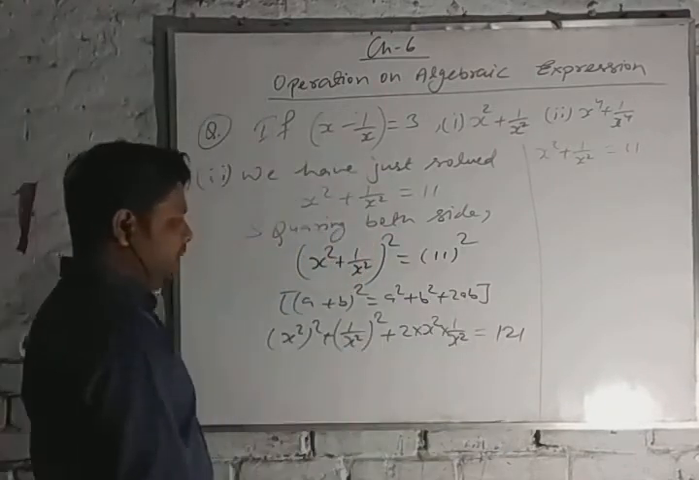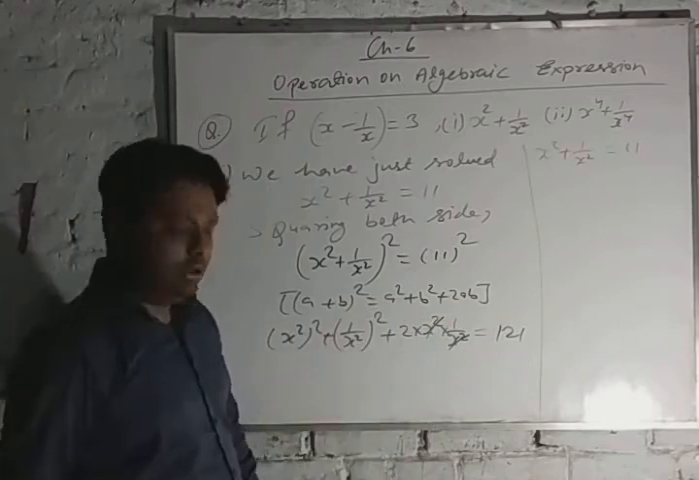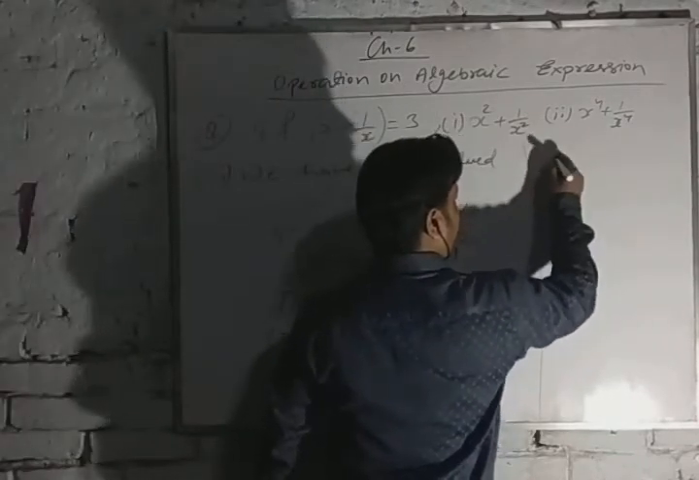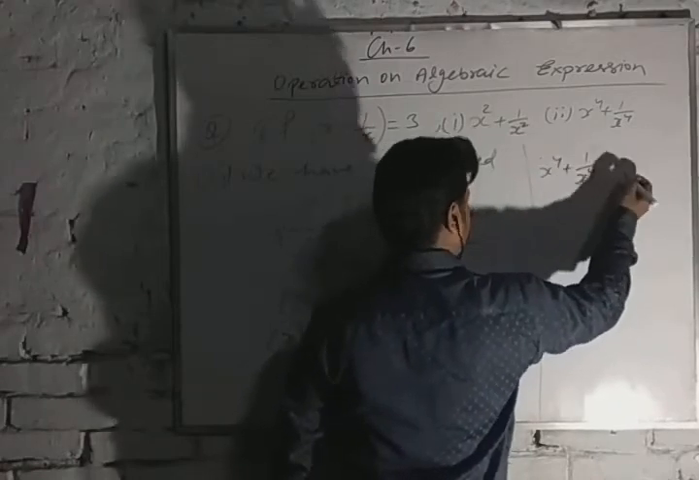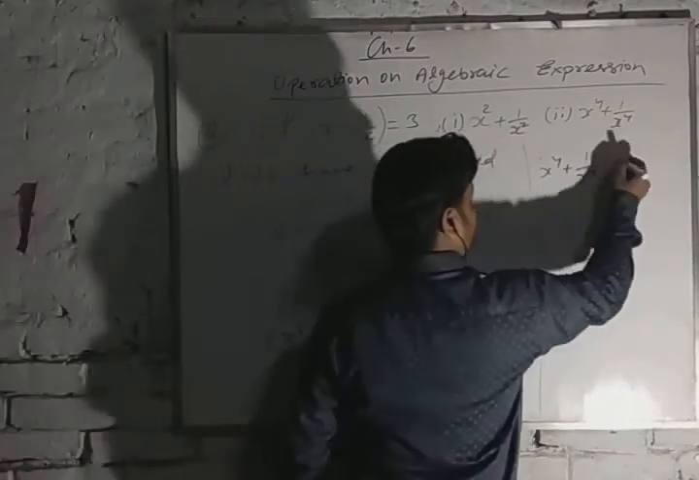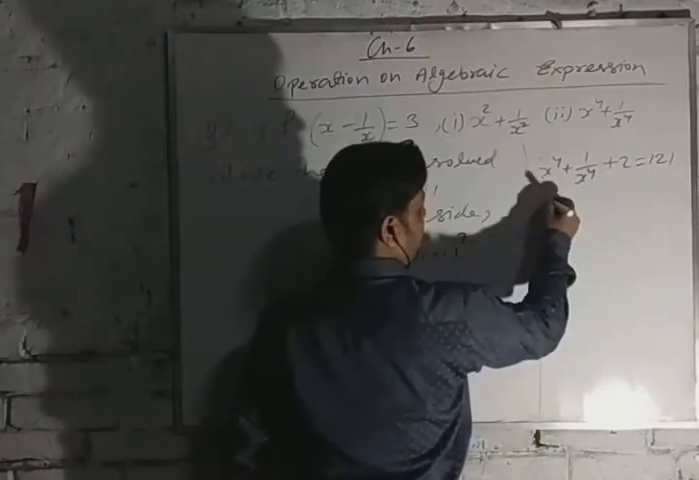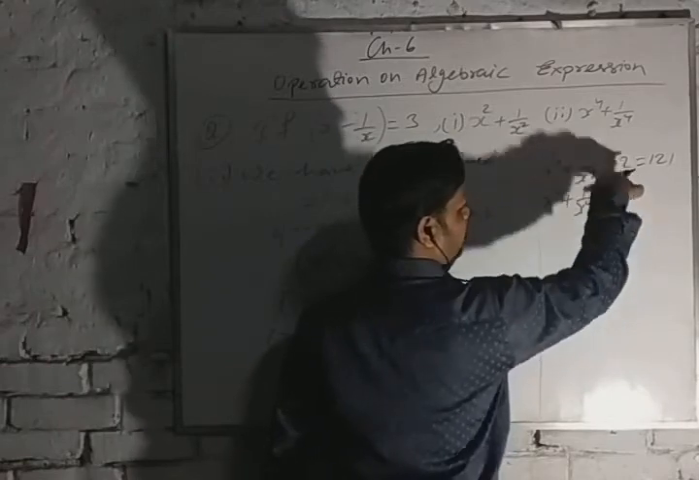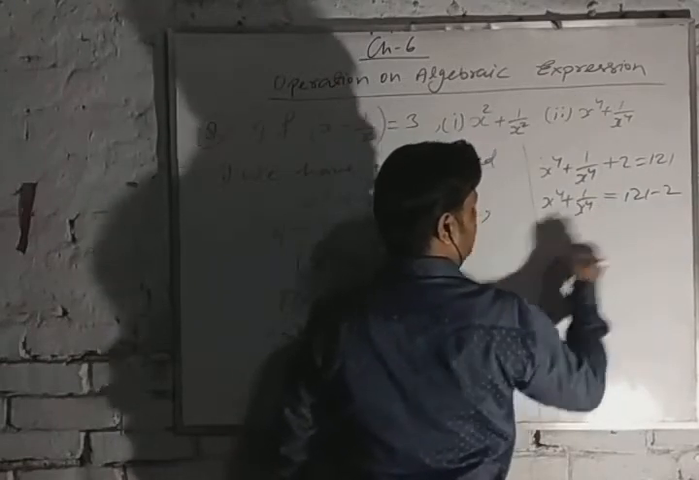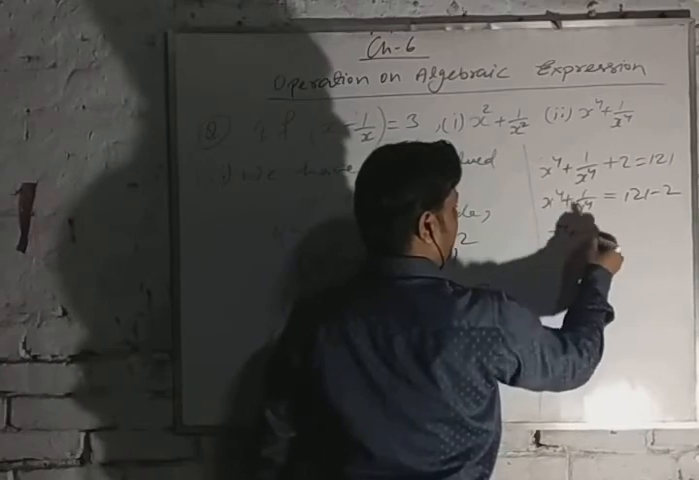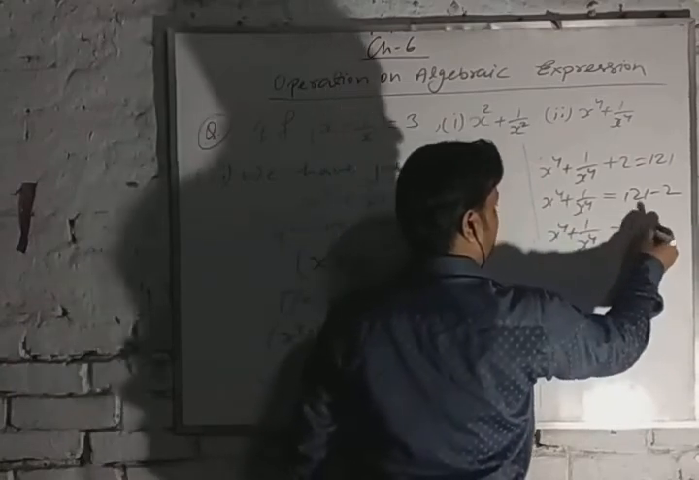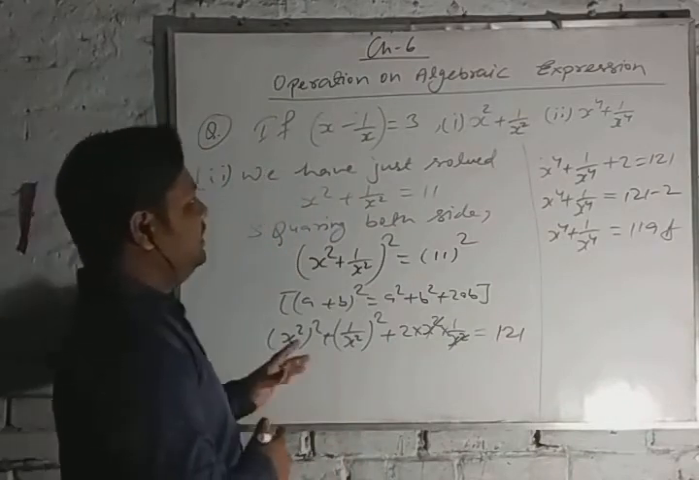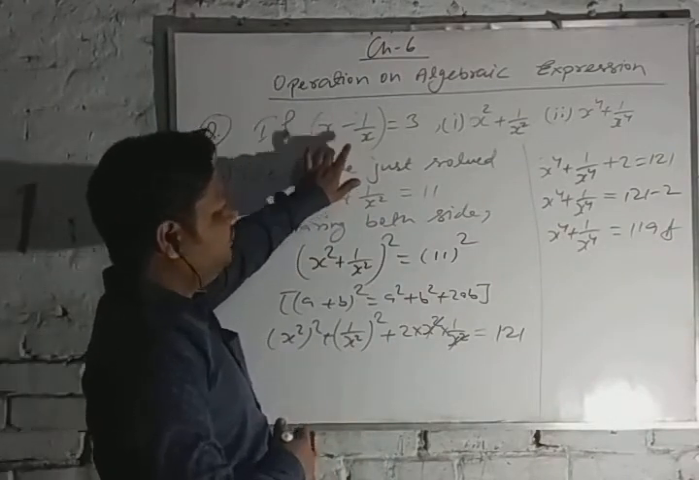121. Okay, now here x square cancelled out. Now it will be x to the power 4 and 1 by x to the power 4 plus 2 is equal to 121. Then x to the power 4 plus 1 by x to the power 4 is equal to, plus 2 will go there, then 121 minus 2. So x to the power 4 plus 1 by x to the power 4 is equal to 119. Like this we will solve easily if the question is of this type.